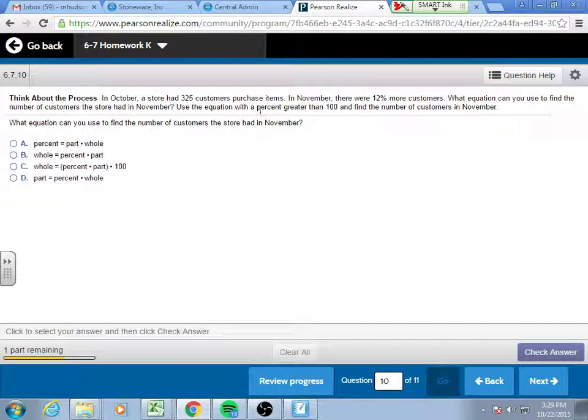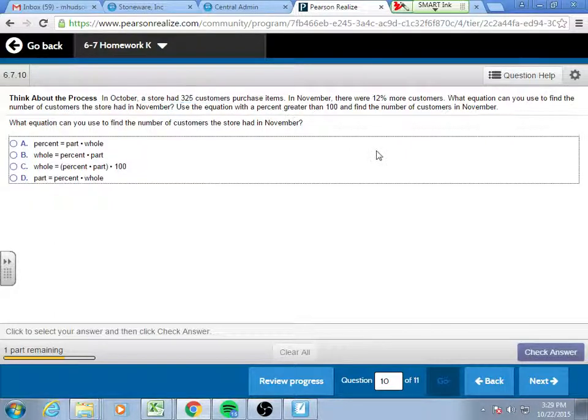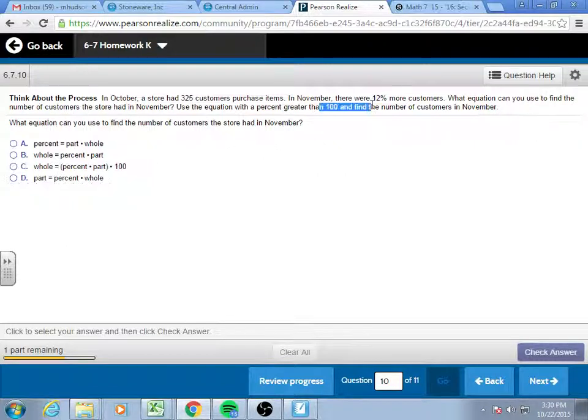So what equation can you use to find the number of customers the store had in November? We have to look at what it is really asking for. In October, the store had 325 customers purchase items. In November, there were 12% more customers. We want to then use this equation using a percent greater than 100.